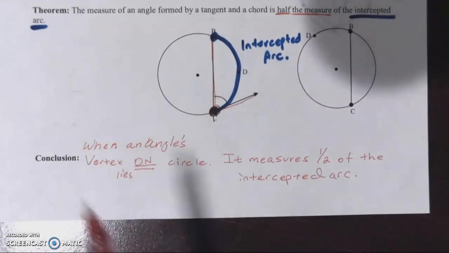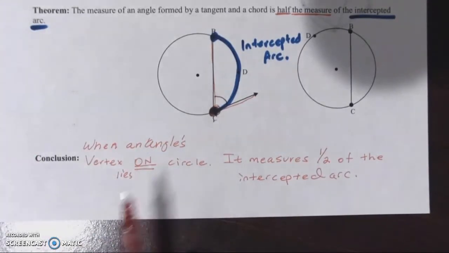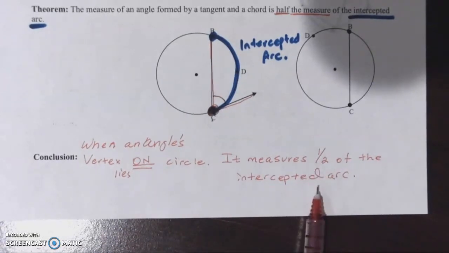All right. So the first thing you'll do once we get a little deeper in this chapter, if we're working with angles and arcs, you're going to ask yourself, where is the vertex of this angle? If it happens to be on the circle, you'll know how the angle and its arc relate to each other. Angle being half of the intercepted arc. And that's it.